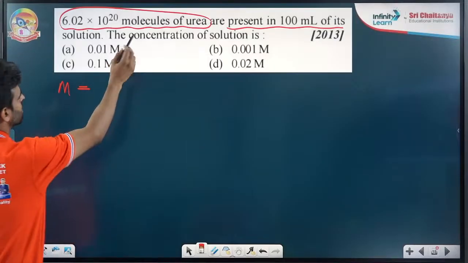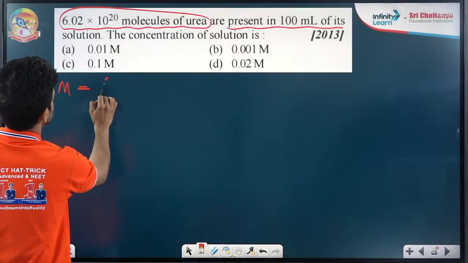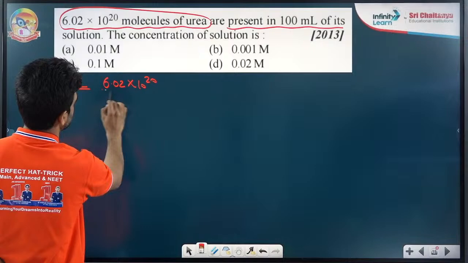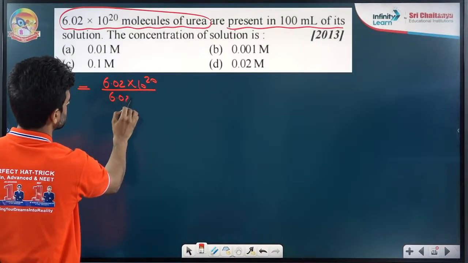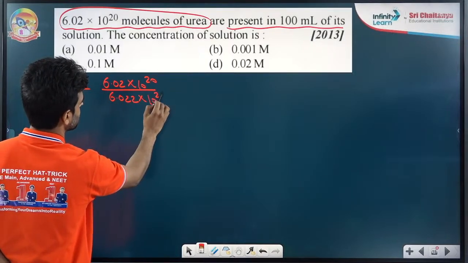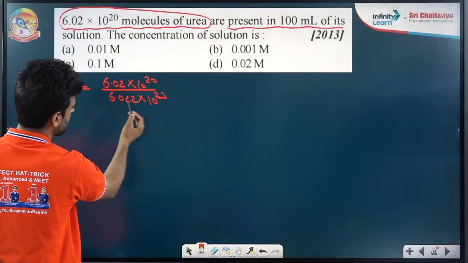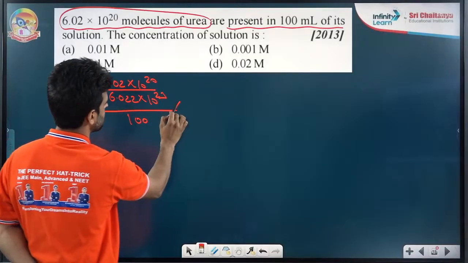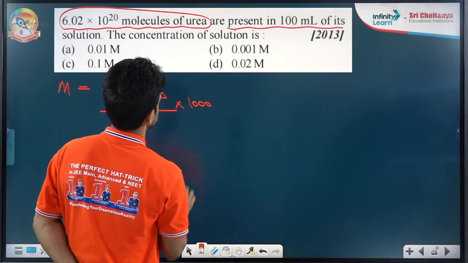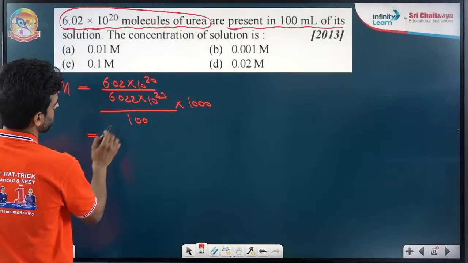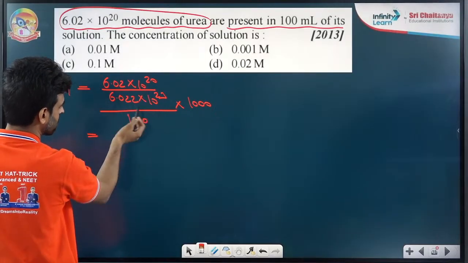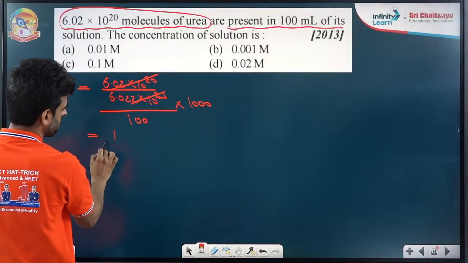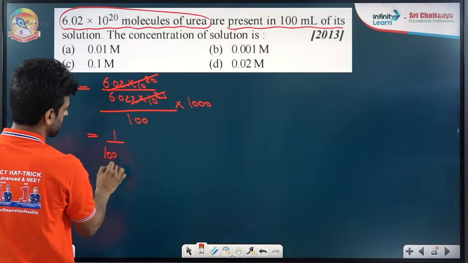How can you find the moles? 6.02 into 10 to the power 20 molecules. Number of molecules divided by Avogadro number gives the moles. Divided by the volume of solution, which is 100 ml. We'll make it 1000 here, right? If you cancel this number carefully, it's coming 1 by 1000 only.